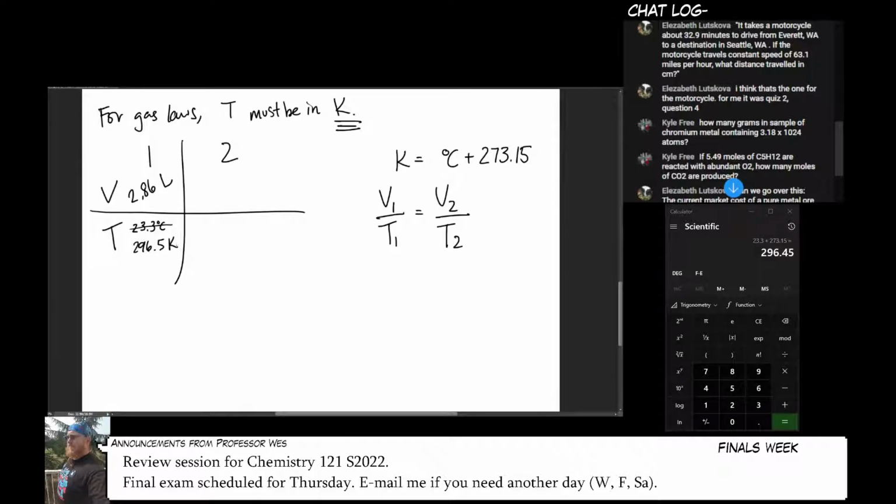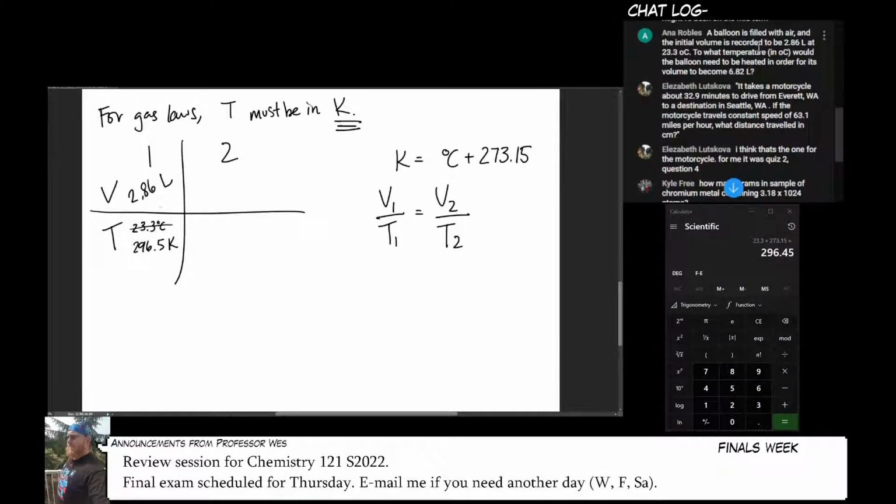And then the question's asking us... Oh, I just realized you can't see the problem that's on the top here because it's scrolled off the top of the screen. So this is the problem that I'm doing right now. So the final volume is 6.82 liters. And then we need to solve for this.